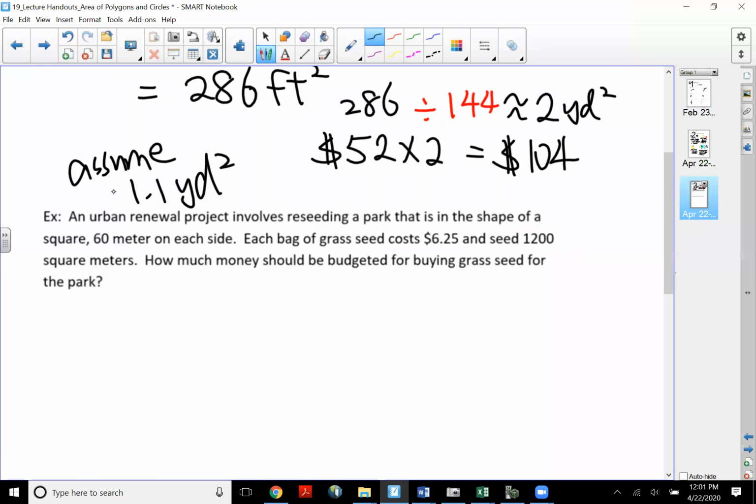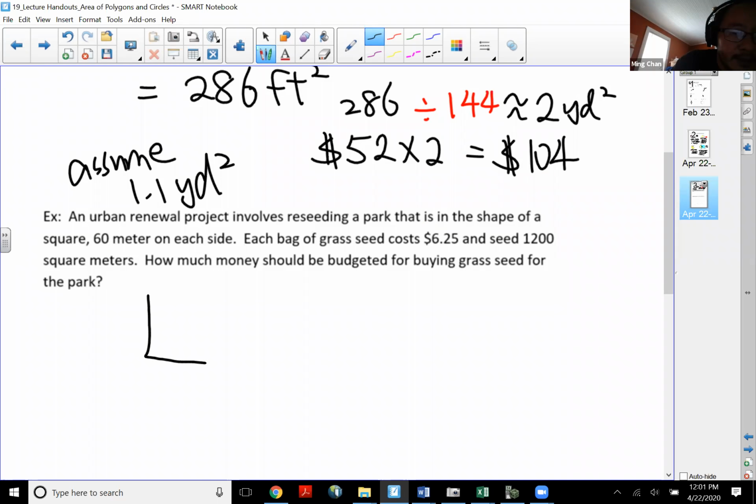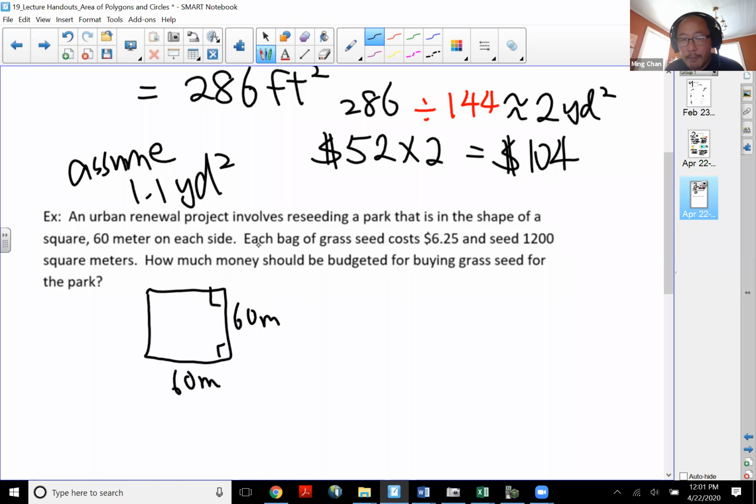It's not bad. An urban renewal project involved reseeding a park that is in the shape of a square. Okay, so I have a squared park here, 60 meter on each side. Well, let's assume this is a square. Each bag of the grass seed costs $6.25, and one bag can seed 1,200 square meters. So how much money should be budgeted?